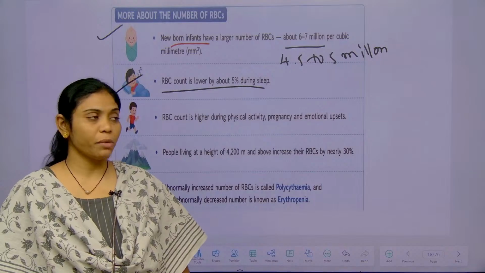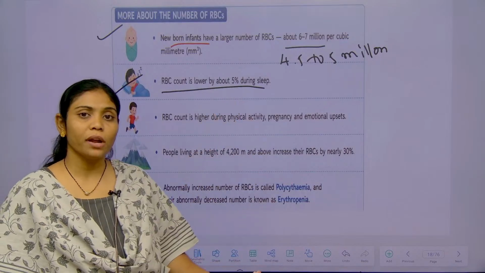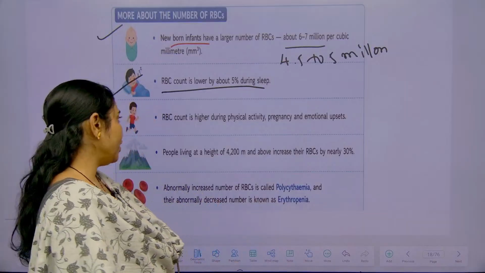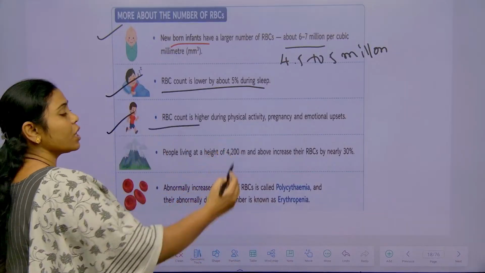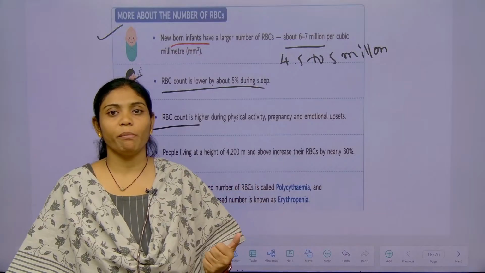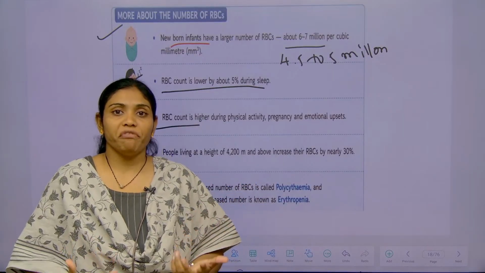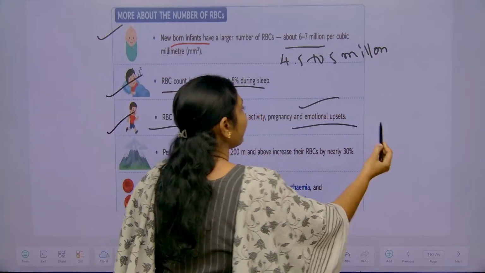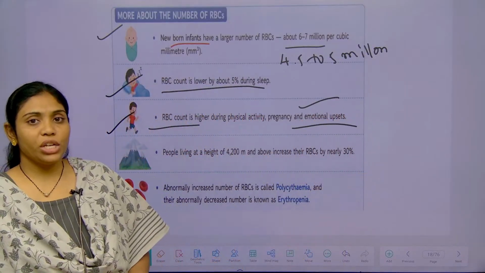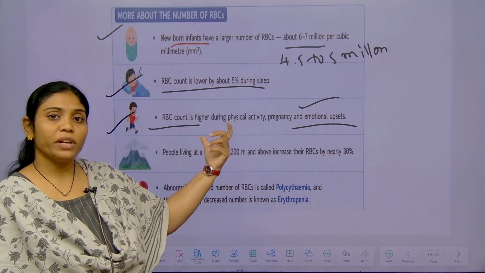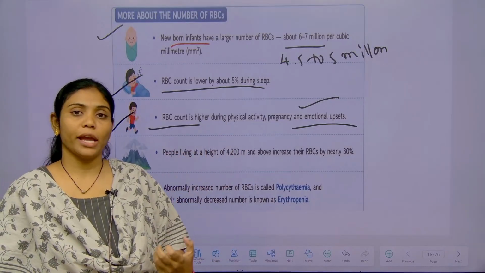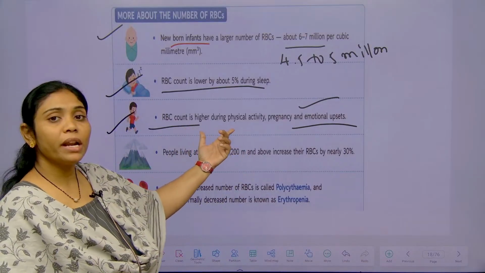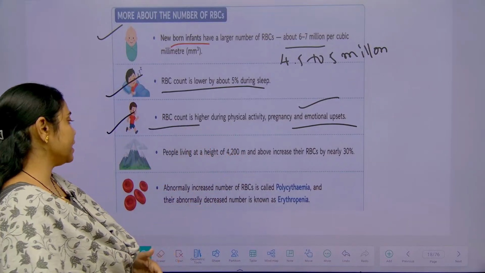The RBC count is lower by 5% during sleep. Of course, it is not exactly correct, but the functioning of the RBCs may be a little reduced. The RBC count will be higher when we do vigorous exercise, and even when we are in a stressful condition. At that time we require more oxygen, so for that purpose the RBC number instantly increases.